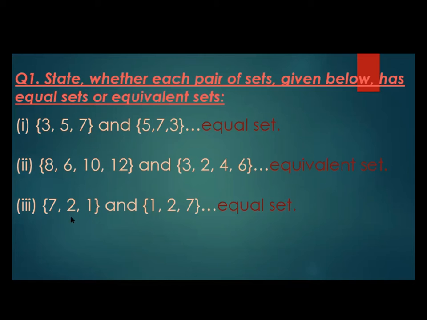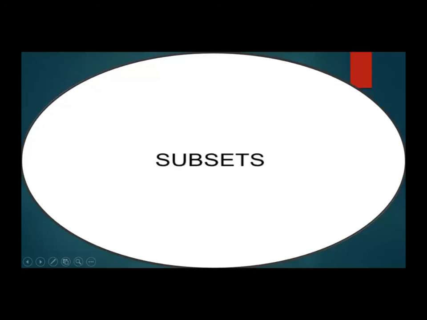Moving on to the third example, that is 7 to 1. If we consider set A having elements 7 to 1, and set B having elements 1 to 7, this is called an equal set. Why is it an equal set? Because they have the same number of elements as well, and they have the same members in both of the sets.